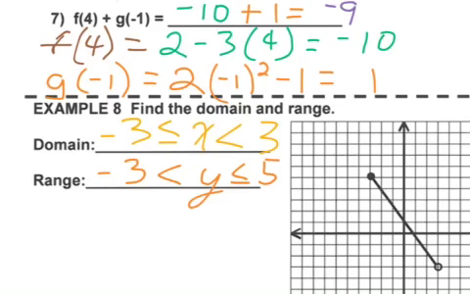Okay? And then this last example, for whatever reason, they threw in one more little continuous function where we wanted to show the domain and range using less than or equal to, because up here we have a solid dot, less than, because down here we have an empty circle. So here are the domains and ranges for example 8.